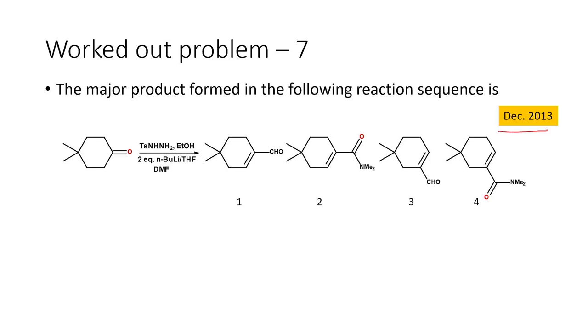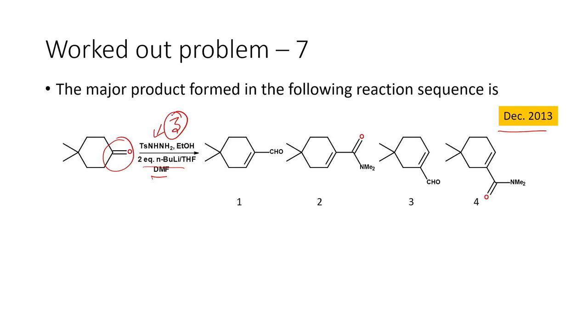This problem was asked in December 2013. Here again, if you look at the reaction, it is very similar to the one we have actually seen. We have a carbonyl group, and the reaction happens in the presence of tosyl hydrazine in the solvent ethanol. In the next step, we have two equivalents of N-butyl lithium in THF, and in the last step we have DMF. So we actually have three steps happening.